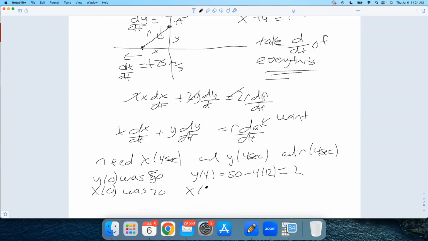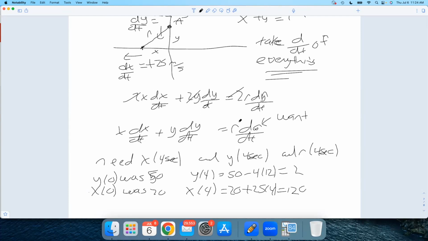So x at 4 will be 20 plus, because my x is getting bigger. x is my distance here. My y's were getting smaller. That's why we had the negative. My x's are getting bigger at 25 meters per second. And it's 4 seconds, so that's 120.